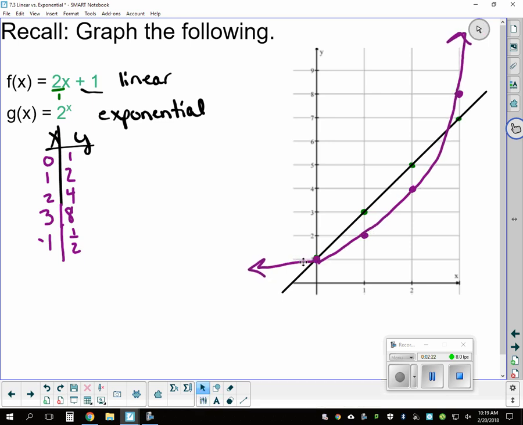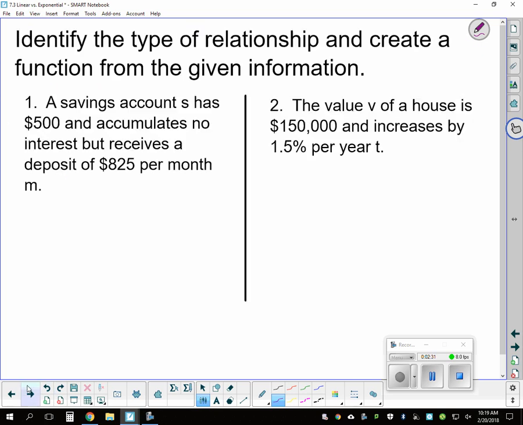So again, we should already know whether it's linear or exponential based on the equation, and to be exponential, you have to have a variable in the exponent. Okay, so now we have word problems. So we have to identify the type of relationship and create a function from the given information.